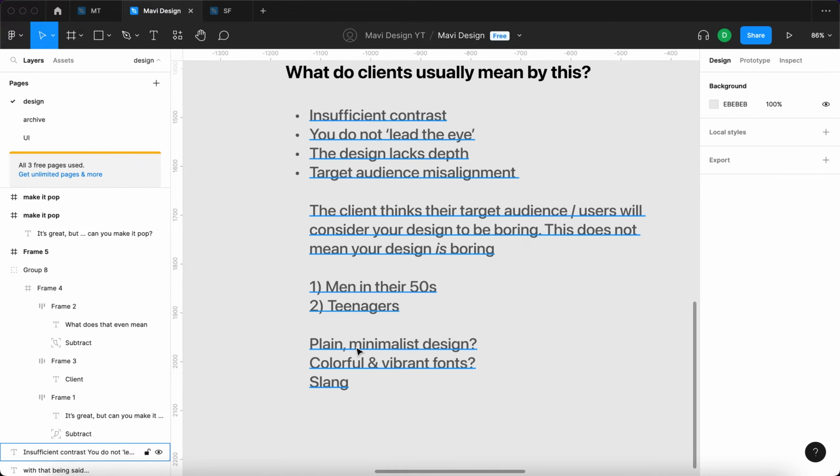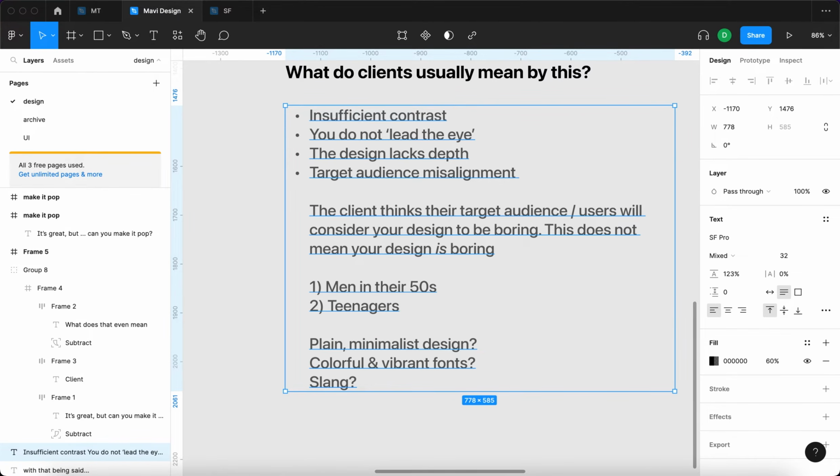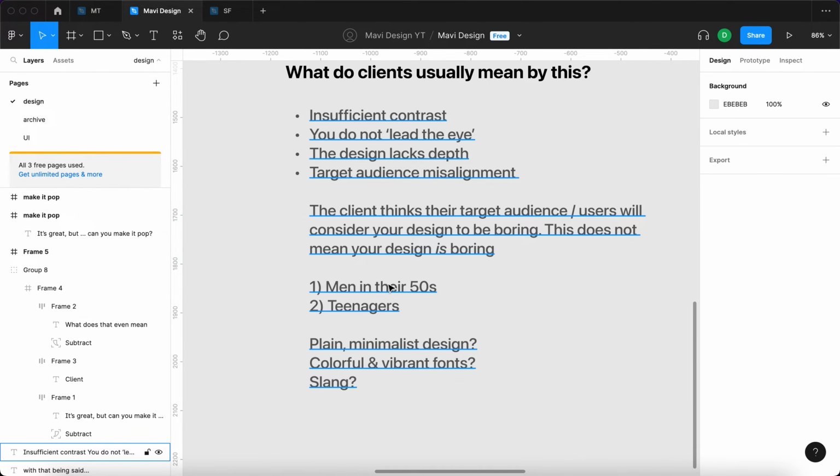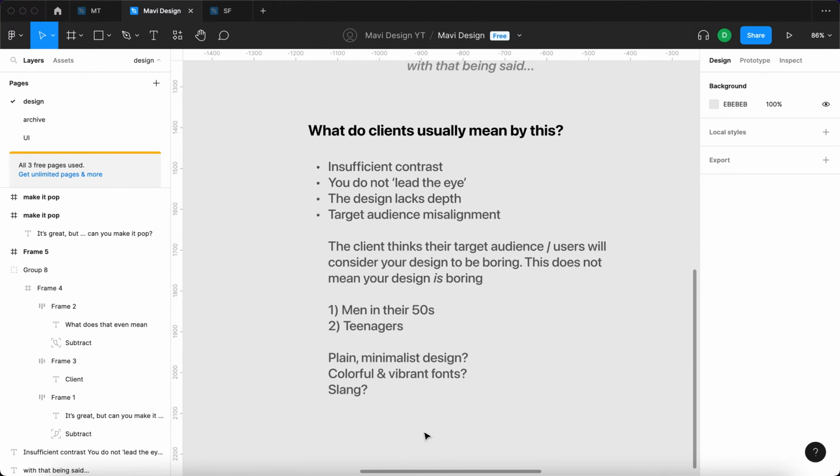Of course, we are talking about stuff in general, right? So there are, of course, men in their 50s who enjoy colorful and vibrant colors or fonts. But if you are designing for averages, right?